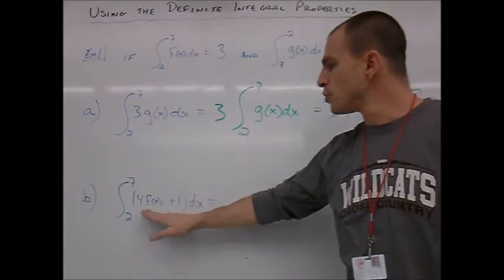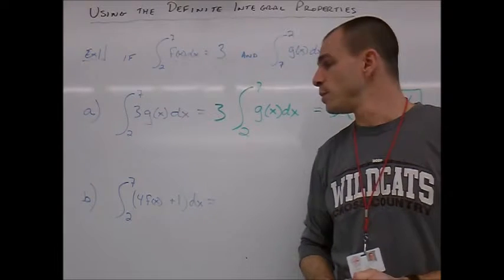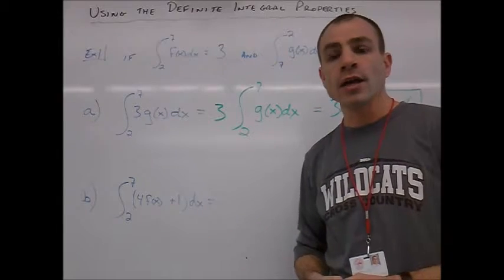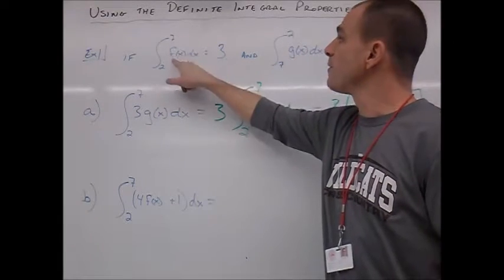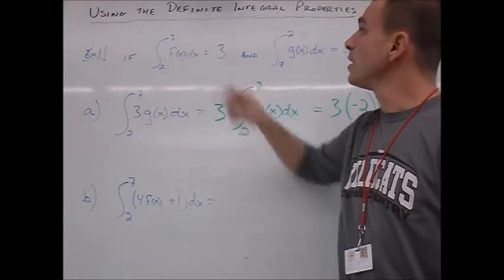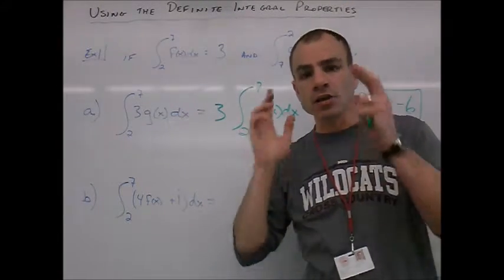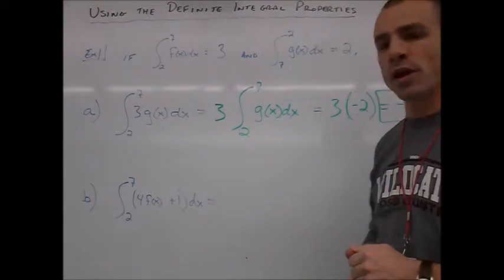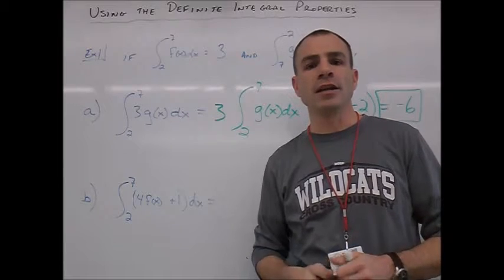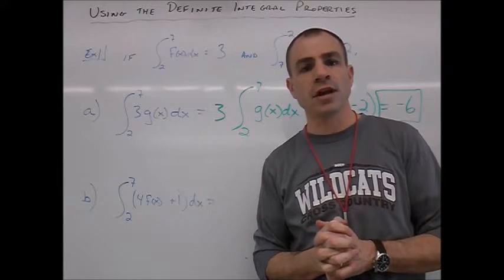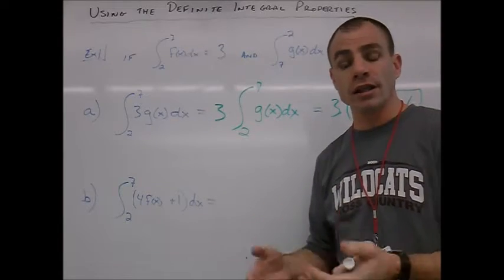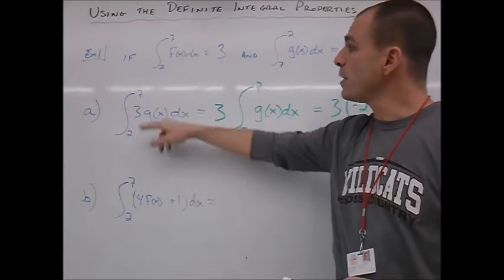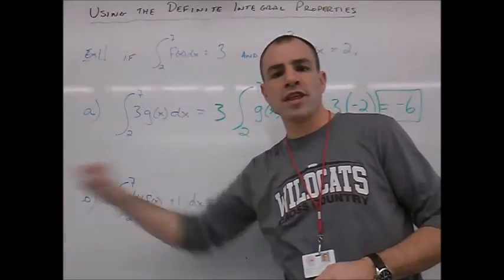Okay, let's go to number 1b here, where we see the integral from 2 to 7 of 4 f of x plus 1. We're given that the integral from 2 to 7 of f of x dx is equal to 3. And you may be looking at this quickly and saying, okay, 4 times 3 is 12, plus 1 is 13. And 13 actually is not the correct answer, but your thinking overall, at least initially, would be correct. We want to do the same thing to the 4 that we did to the 3 up here. We want to push that out front.